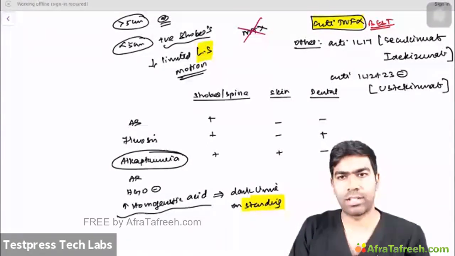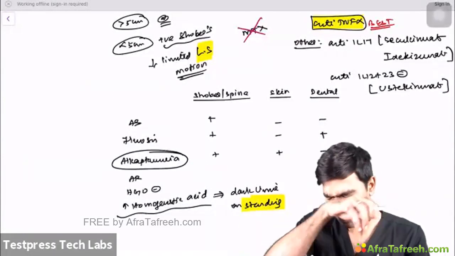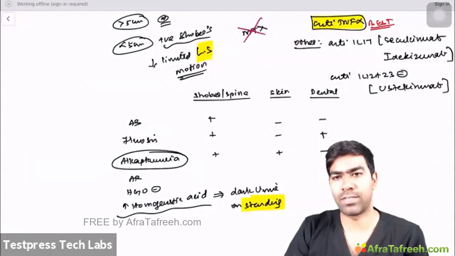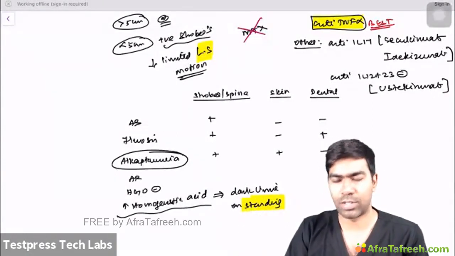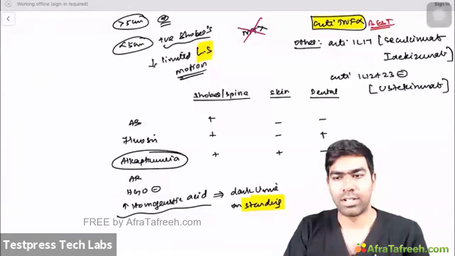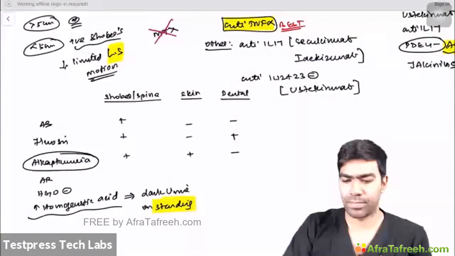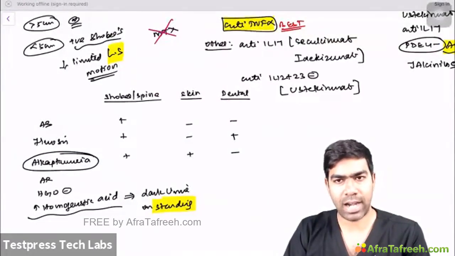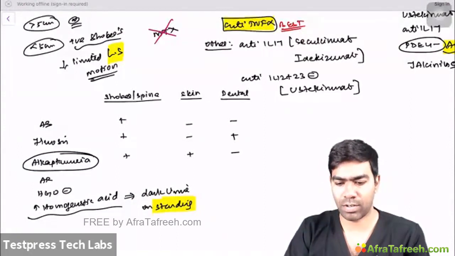It means when you collect the urine and keep it in air for some time, the homogentisic acid reacts with the oxygen in the air, gets oxidized, and produces that dark color. That's what we call dark urine on standing. Clear? This is a characteristic feature of ochronosis.